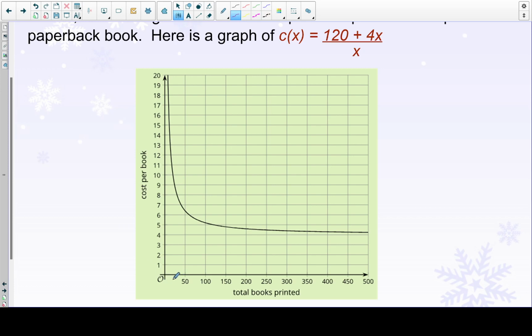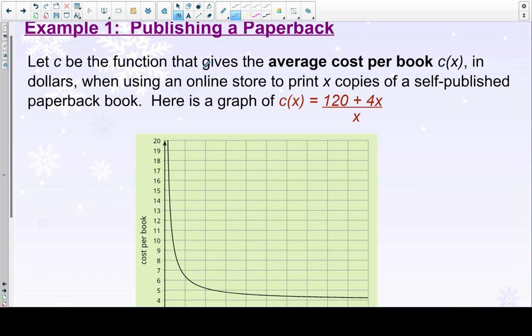Let's say we're purchasing a number of copies of a book, anywhere from 0 all the way to 500. And on the y-axis, here's my cost per book. So it could cost almost free, all the way up to $20 per book. Now, here is a function that models the amount of money that we spend to make books. So let's see where this function might come from. Let's say that perhaps you are paying $4 per book, right?